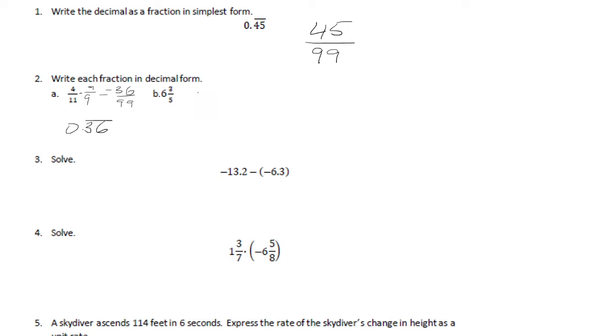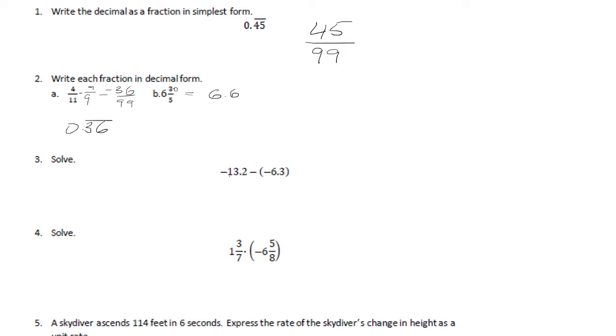Now the next one, this is 6 and 3/5. So we know that's going to be 6 point. Now in order to figure out what decimal this should be, pretend there's a 0 here and do 30 divided by 5, that's going to give me 6. So the answer is 6.6.